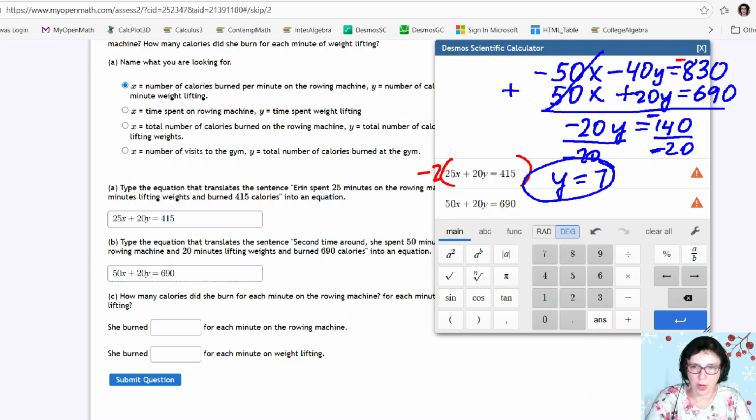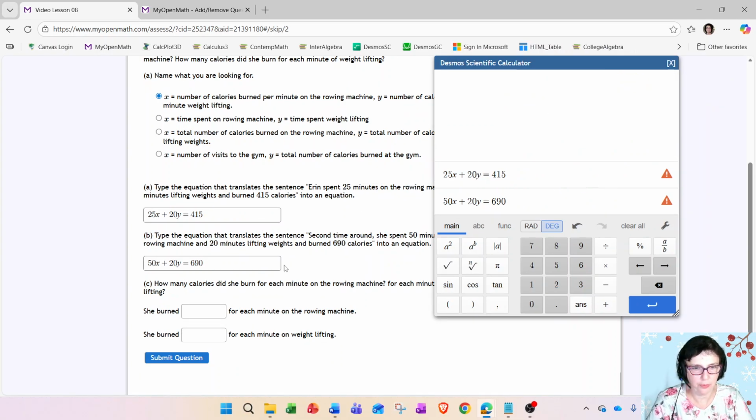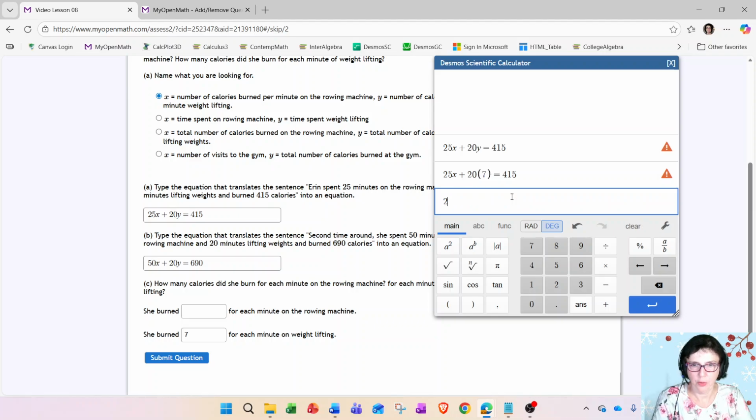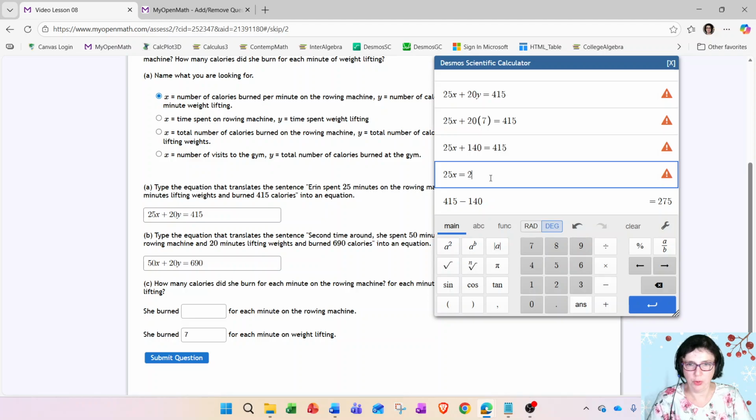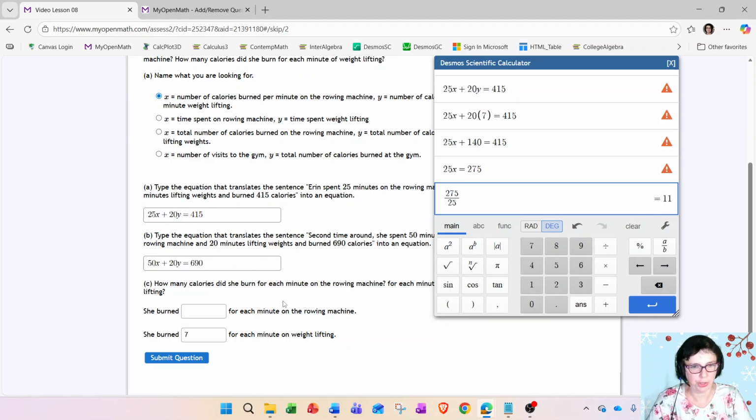Okay, so now that I got y equals 7, how do I get x? I will have to plug in the value of 7 in one of the equations. I already know that y is going to be 7. Now let's see if we can solve this for x. I'm going to plug in y equals 7. And what am I going to get there? 25x plus 140 equals 415. Now I'm going to subtract 140 from both sides. And that will give me 275. And I will divide both sides by 25. And that's how I would get x. So x is 11.